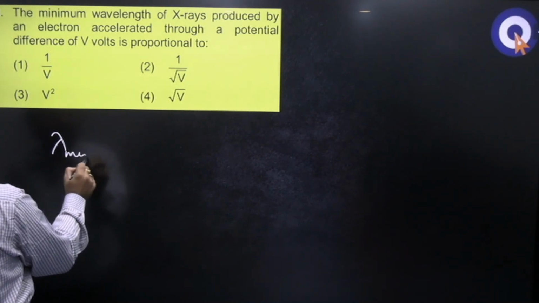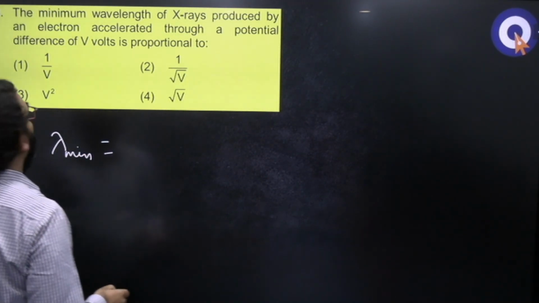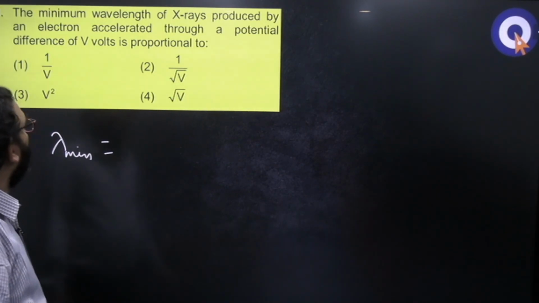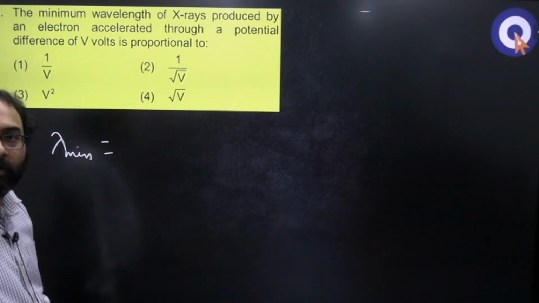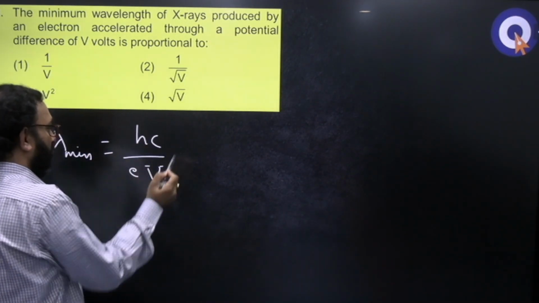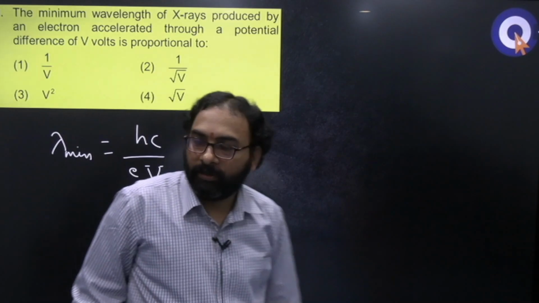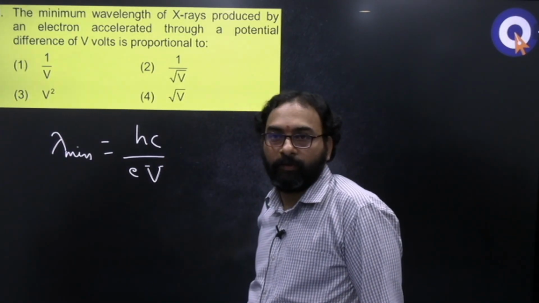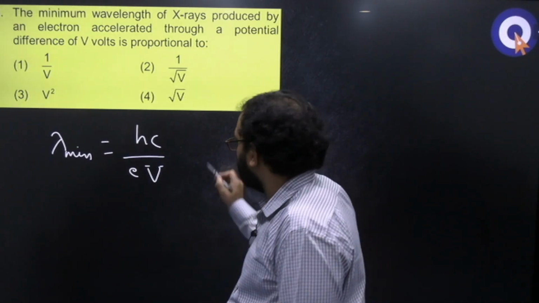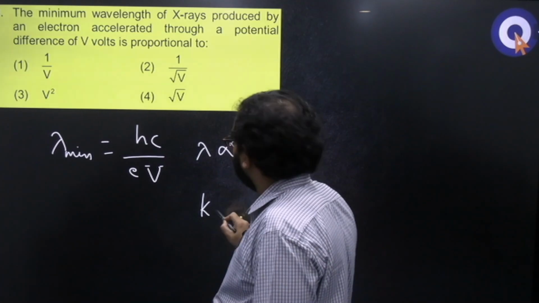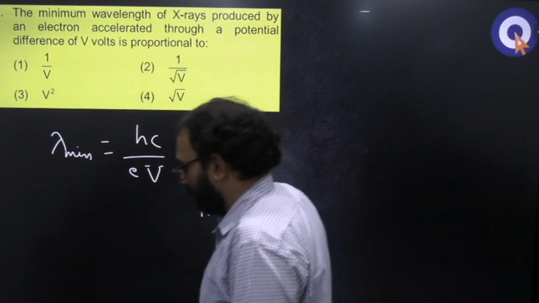Minimum wavelength or cutoff wavelength of an electron accelerated through a potential difference V in X-rays, that is lambda minimum is hc by eV. This is the relation. Minimum wavelength is hc by eV, where V is the potential difference between anode and cathode. So lambda is proportional to 1 by V. First one, key one.